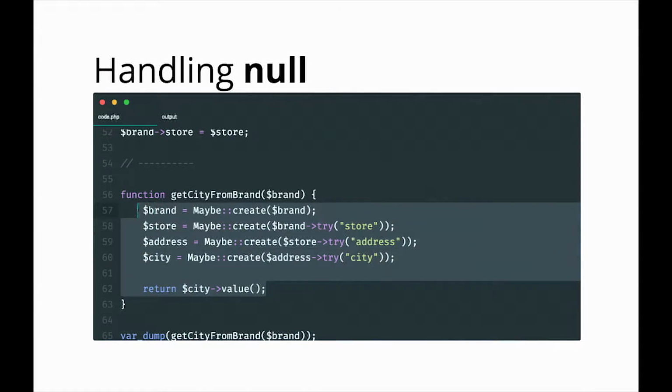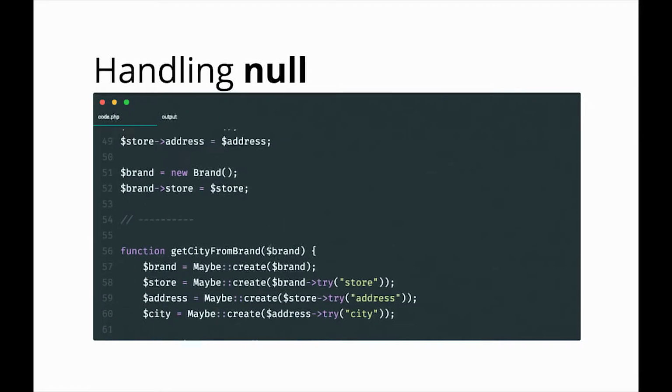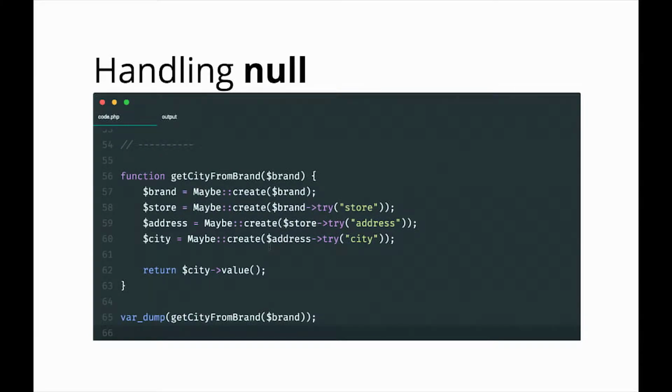But now we can try this bit of verbose code, and it should be less prone to errors. Let's run it and see. OK. We still get the value out. Hands up if you'd like to write code like this. No, I wouldn't either. OK.